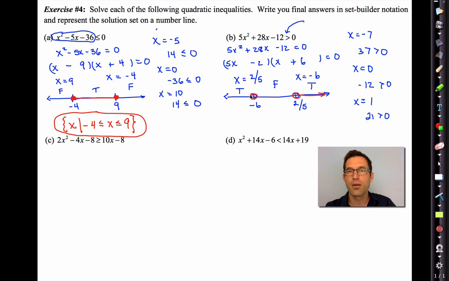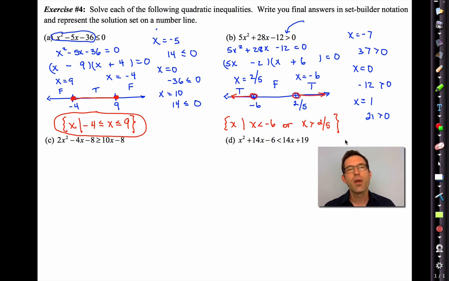So my solutions now in red look like this, right? And my final answer is all values of x such that x is less than negative 6, or, not and, x is greater than 2/5, or not and. That's it. So it's not that bad. You know, again, it's definitely more complicated than solving a quadratic equation. And in fact, in order to do these, we have to solve a quadratic equation. But once we get done with that, then we plot our solutions on the number line.